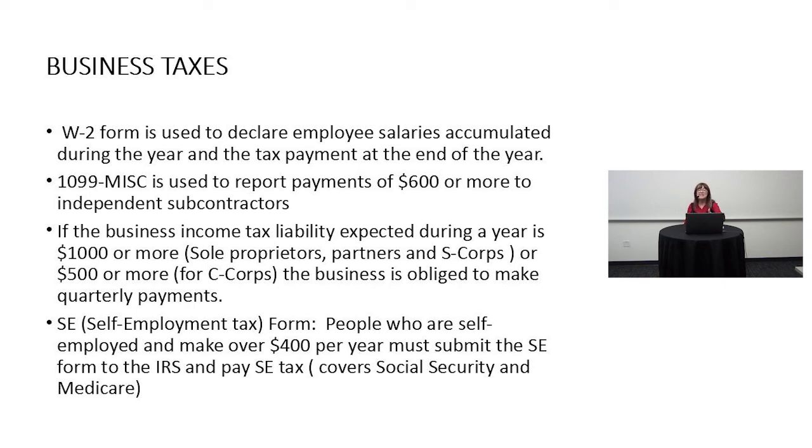SE is the self-employment tax form, an SE form. People who are self-employed, that is going to be you, and make over $400 per year, must submit the SE form to the IRS and pay the SE tax. The self-employment tax covers Social Security and Medicare, the FICA piece.